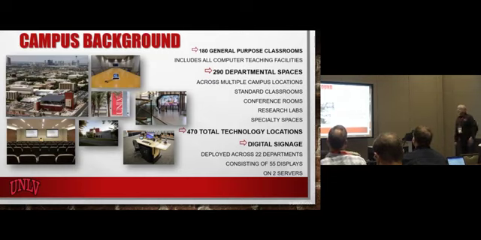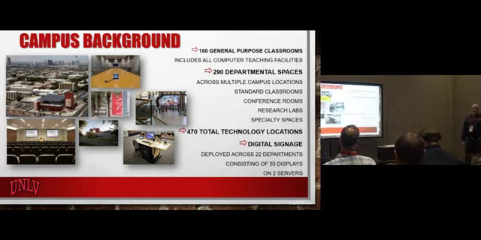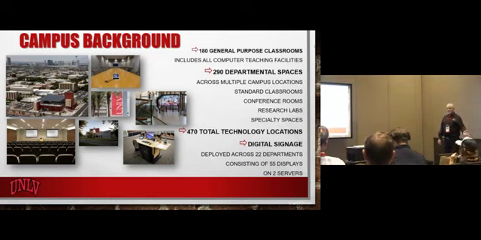We have 180 general purpose rooms, 290 departmental spaces, such as research labs and conference rooms, pretty much what everybody else has, and specialty spaces. We have a total of 470 technology spaces, and that varies on a daily basis. Registrar takes away rooms, and it gives us rooms, negotiating with departments.